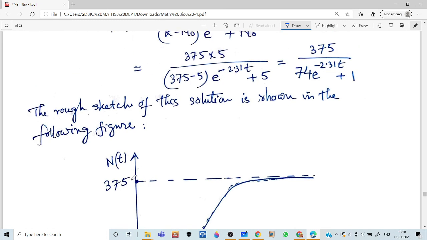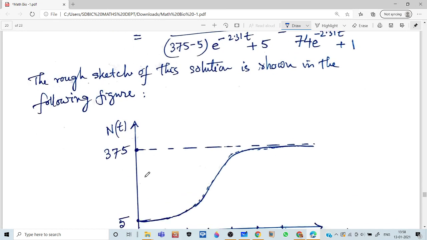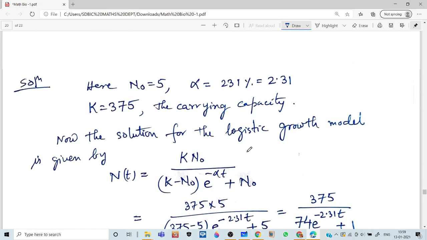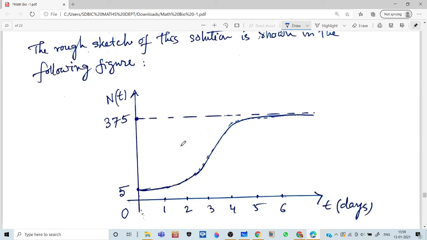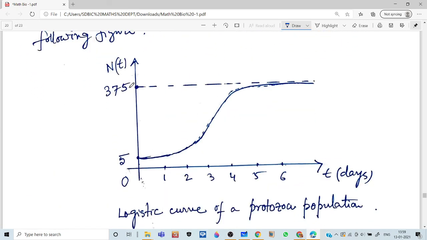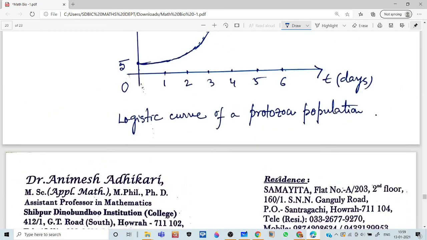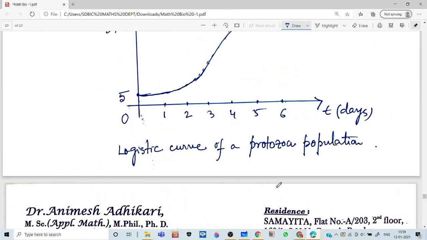This is the carrying capacity 375, this is n(t) along the y-axis, and along the x-axis this is t, the first day, second day, up to the 6th day. So n0 is equal to 5, starting from n0, and this is the value of k. So this is the sigmoid curve, the logistic curve of this. So today's class is up to this.